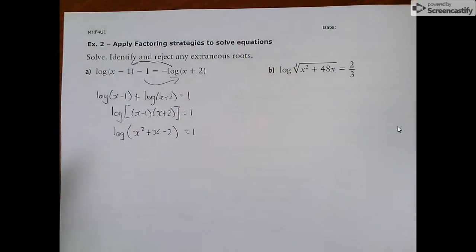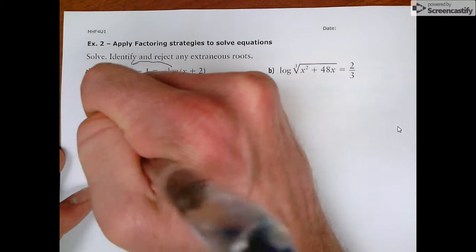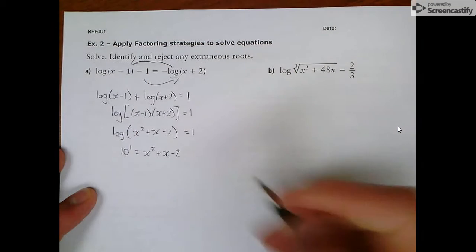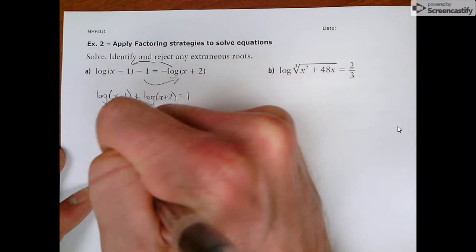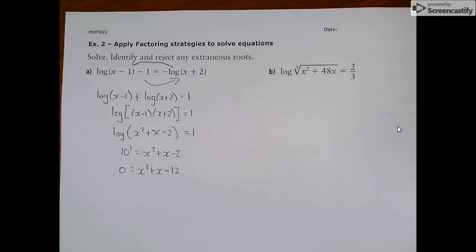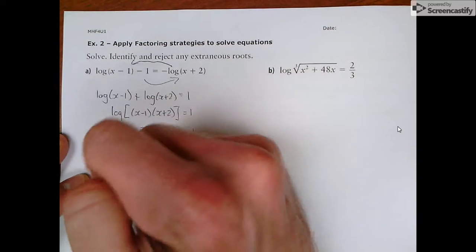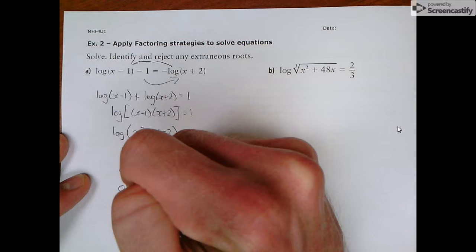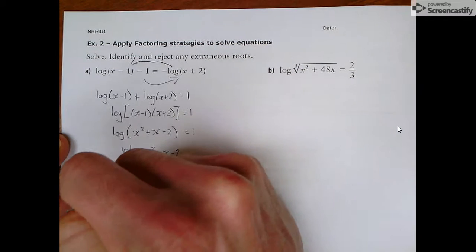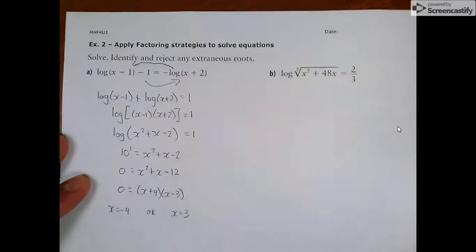And then I'm going to apply the definition of logarithms. Again, remember, this is base 10. So it's going to be 10 to the power of 1 is equal to x squared plus x minus 2. Move the 10 to the other side, so it's all equal to 0: x squared plus x minus 12. And now we factor it and look at our two different roots. This factors to x plus 4 and x minus 3, giving us two possible answers, x equals -4 or x is equal to 3.